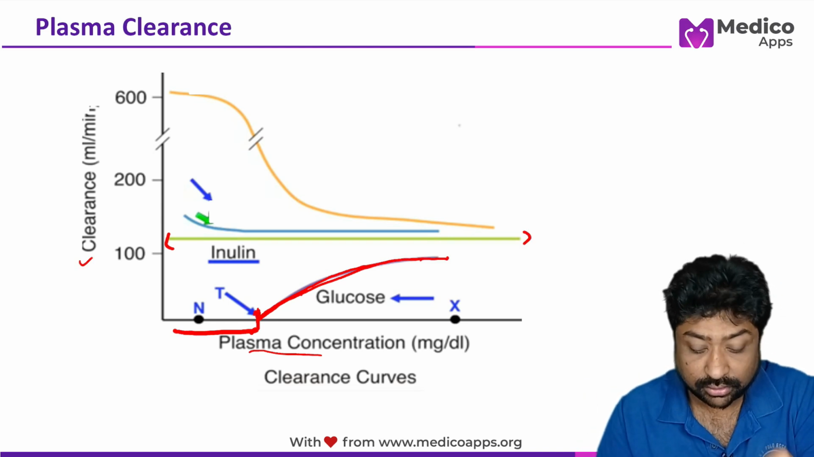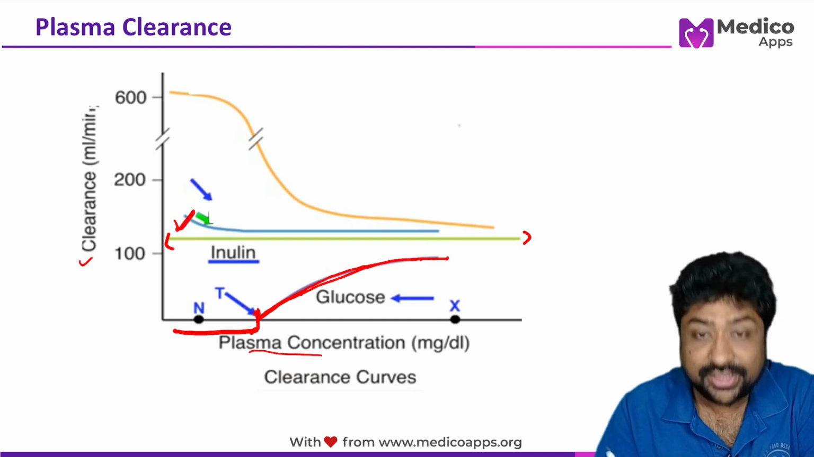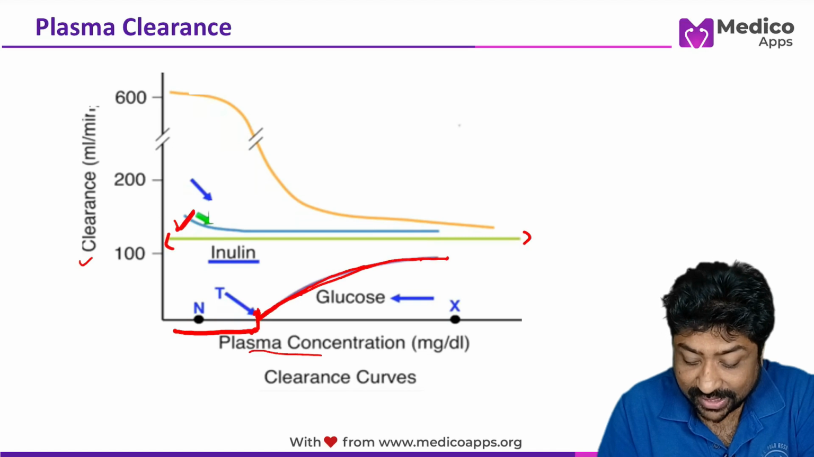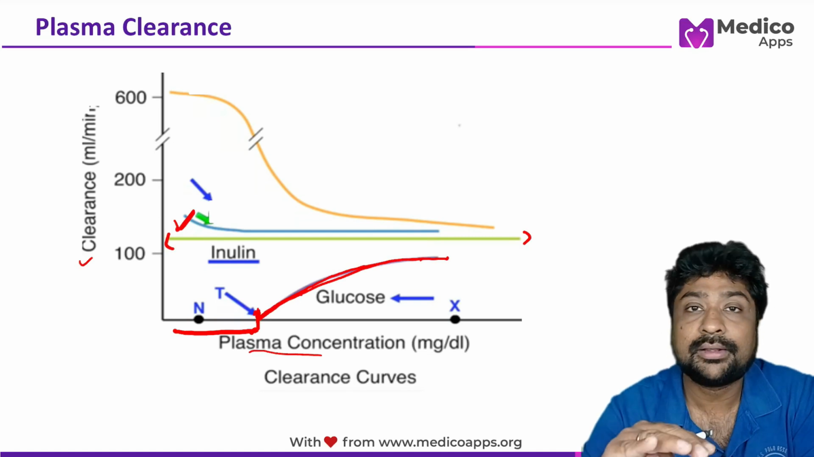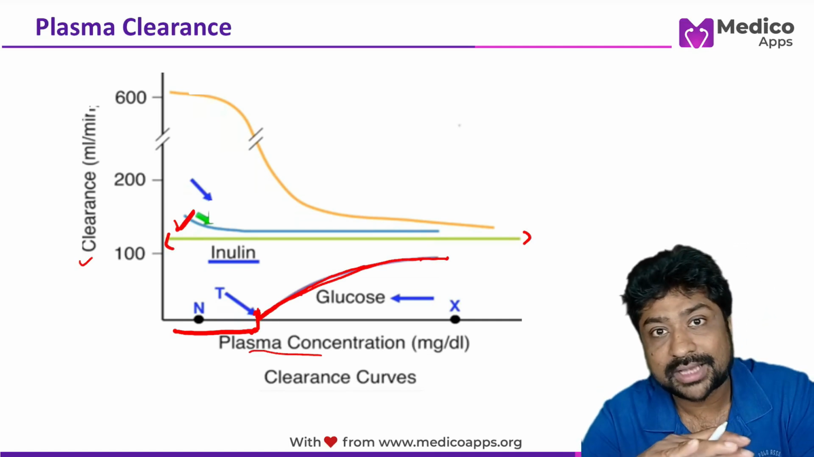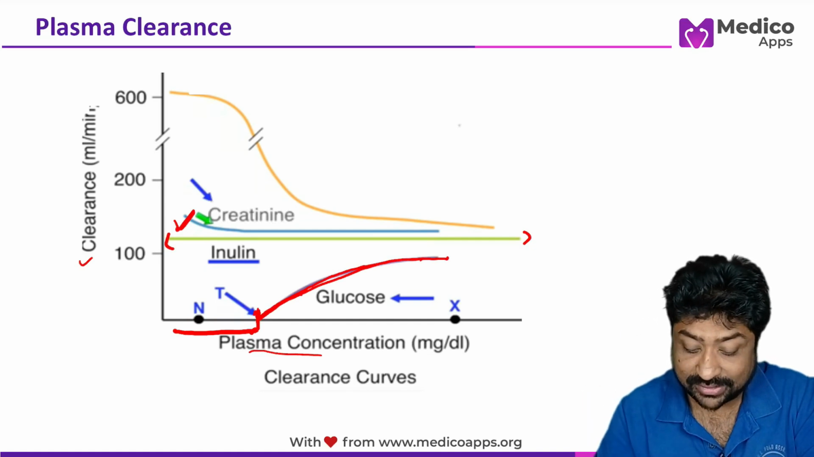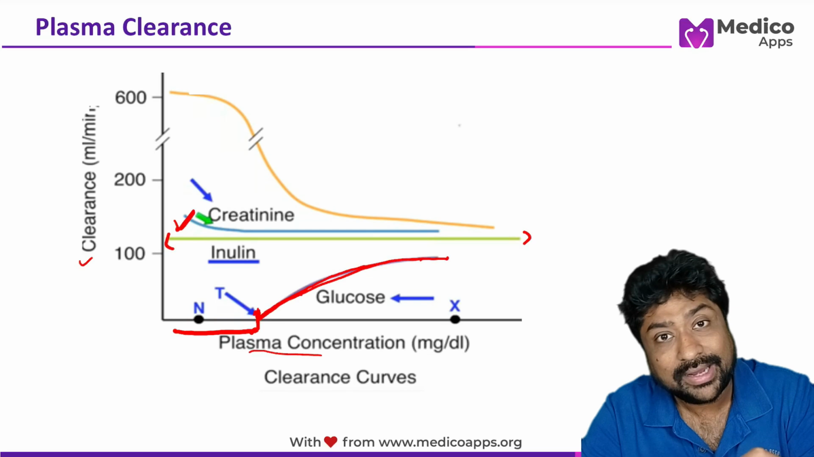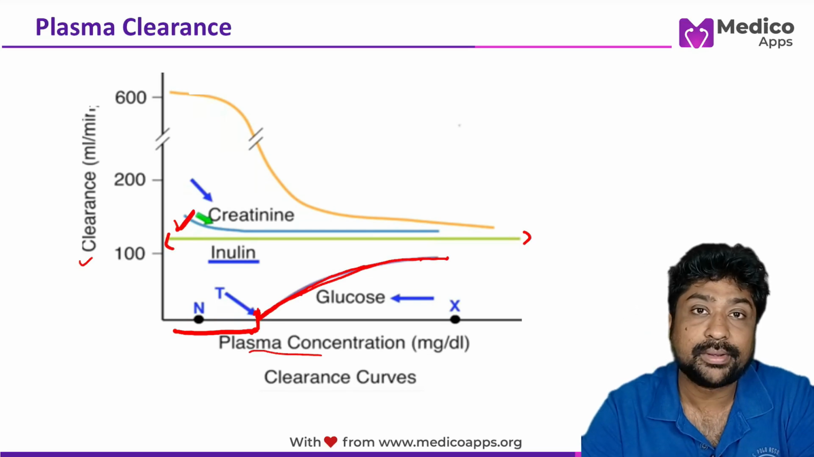Let's look at the third graph, which I want you to focus on. It is very similar to inulin, but you can see that the renal clearance is more than inulin, though it is almost the same in that the clearance does not depend upon the plasma concentration. Even if the plasma concentration is increasing, the clearance will remain the same, and this graph is of creatinine.